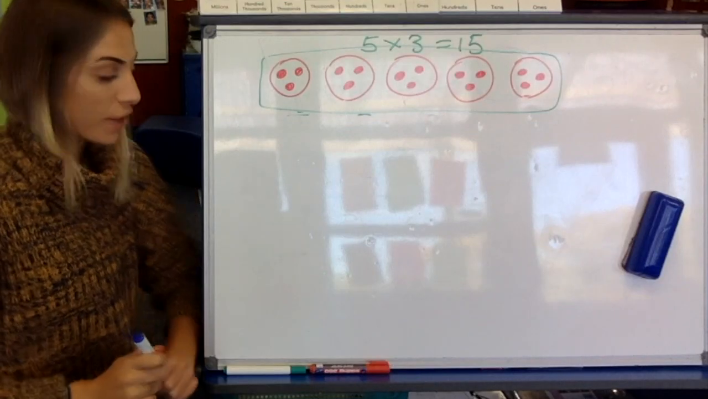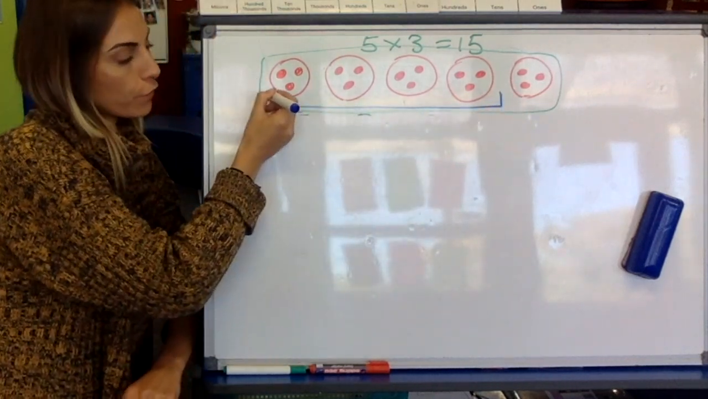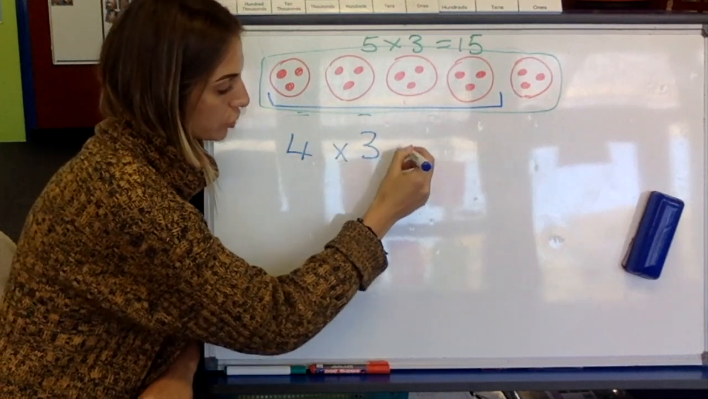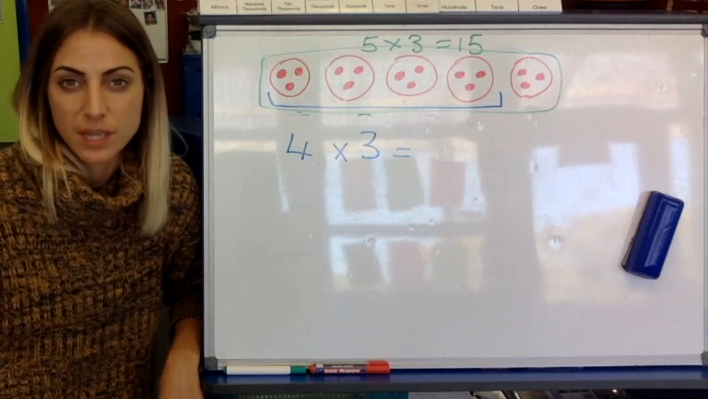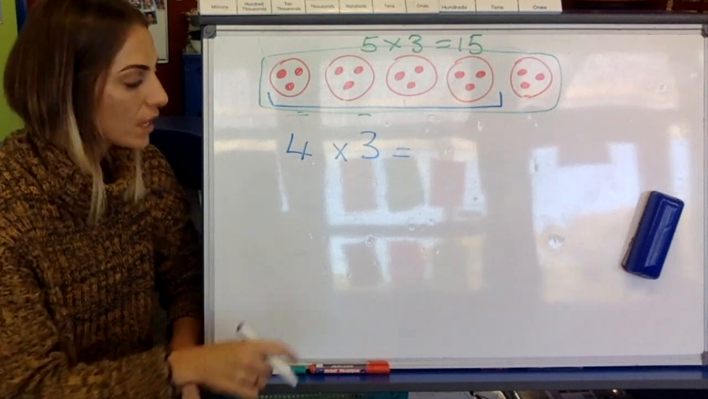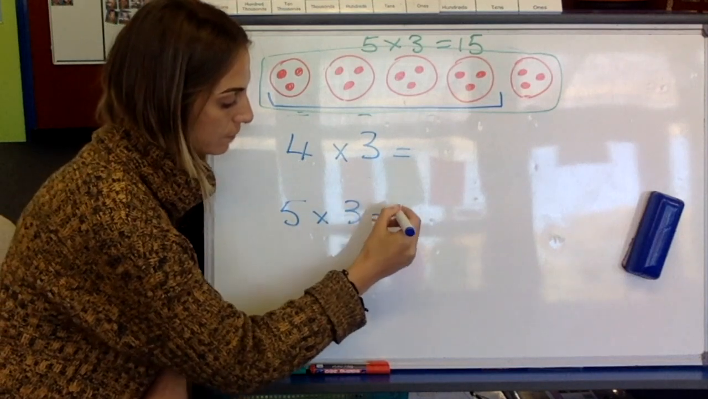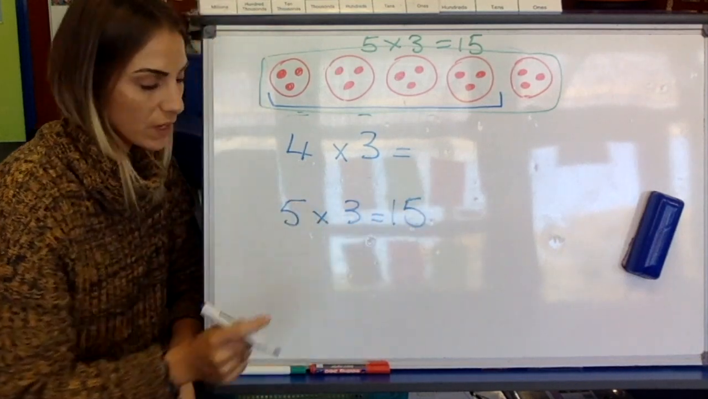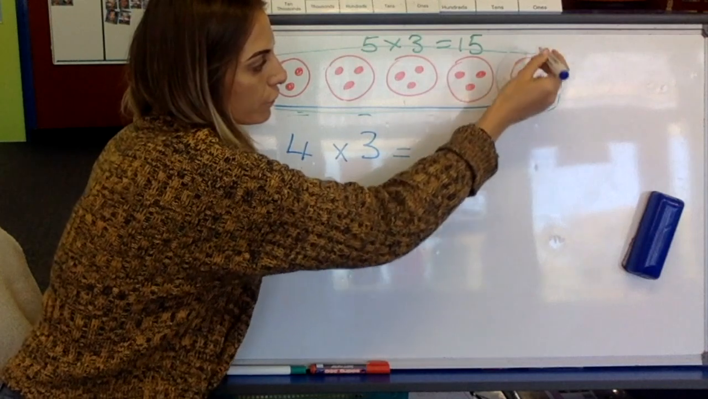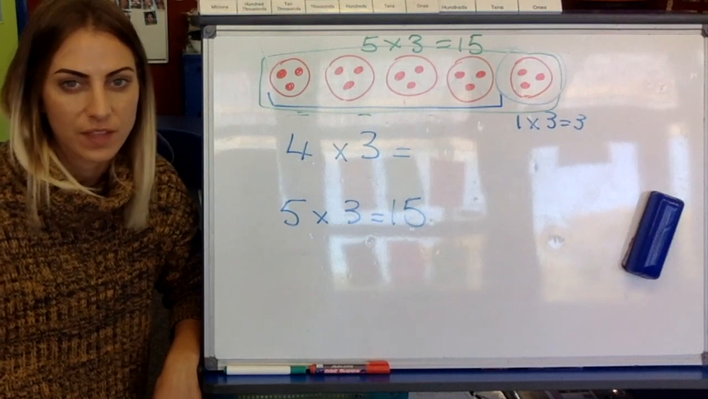If I'm trying to work out 4 times tables, maybe I only want to know how many would be in 4 of my cookies. So 4 cookies with 3 chocolate chips in them. I can still use my 5 times tables to help me, but at the end I won't be adding something on, I'll be taking away. So if I know that 5 groups of 3, 5 times 3, is 15, then I want 3 less than that because I want to take off 1 group of 3. So I want to take away 3 at the end.